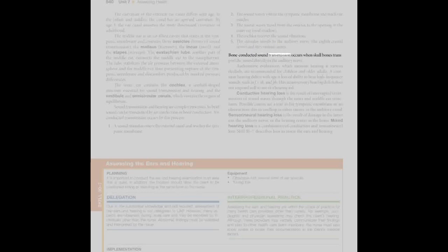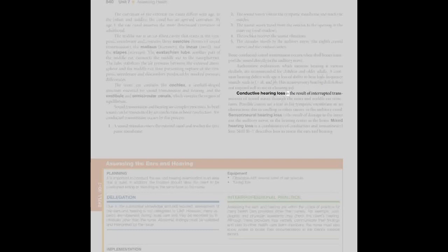Bone-conducted sound transmission occurs when skull bones transport the sound directly to the auditory nerve. Audiometric evaluations, which measure hearing at various decibels, are recommended for children and older adults. A common hearing deficit with age is loss of ability to hear high-frequency sounds, such as F, S, SH, and PH. This neurosensory hearing deficit does not respond well to use of a hearing aid.